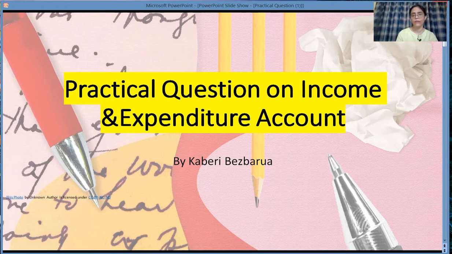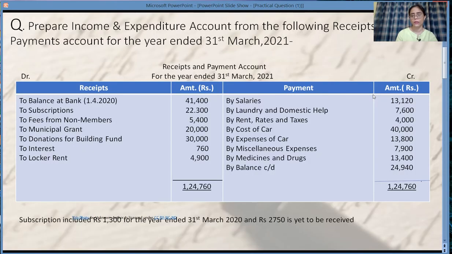Since it's the first practical on this topic of income and expenditure account, I have given you a very simple sum. Now let's first discuss the sum. I'm reading out the question for you: Prepare income and expenditure account from the following receipts and payments account for the year ended 31st March 2021.